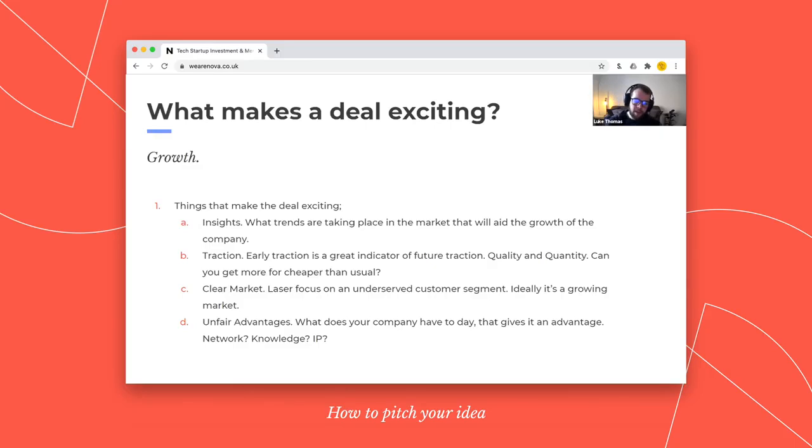So, and then finally, what unfair advantages have you guys got? Imagine that you're 1 in 10. There's 10 companies trying to solve the same problem as you. Why should anyone pick you out of the other 9? And this can be the founder, it can be knowledge, it can be network, it can be IP, it can be access to the market. But you need to show something.